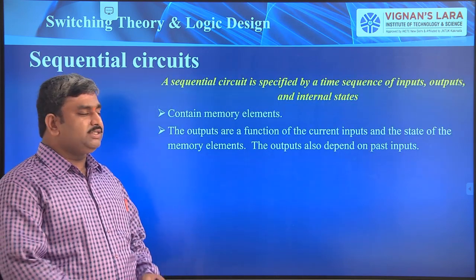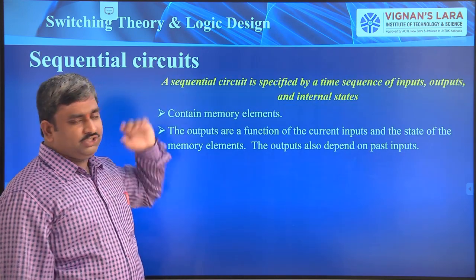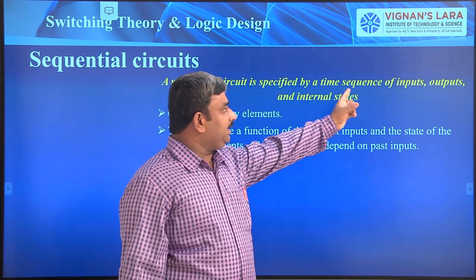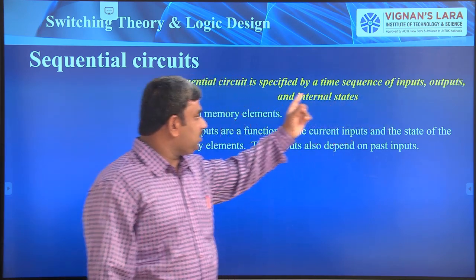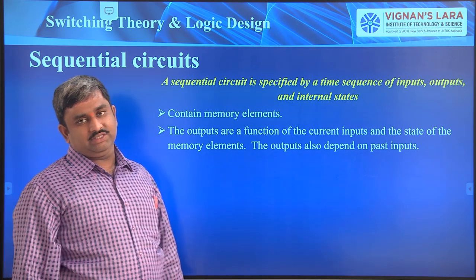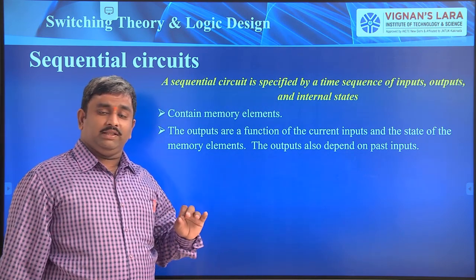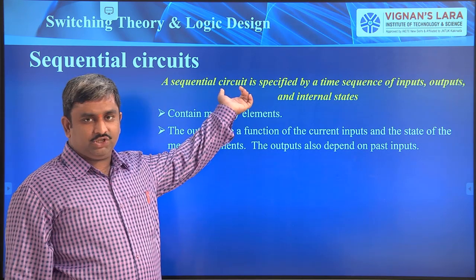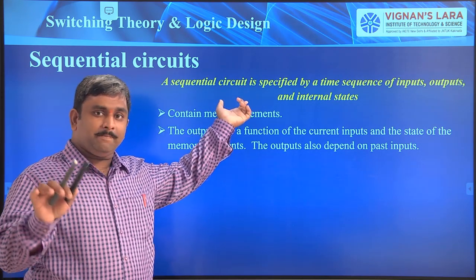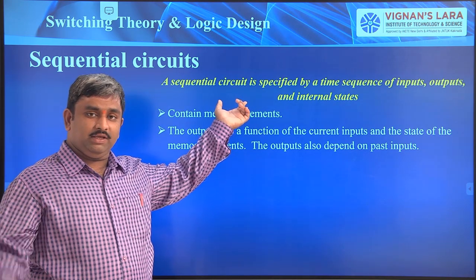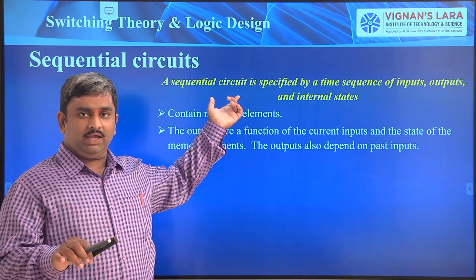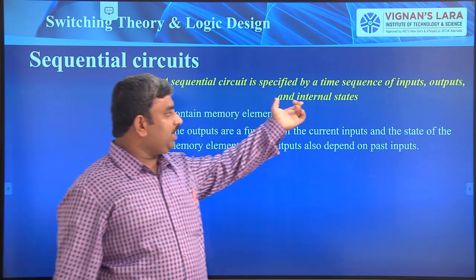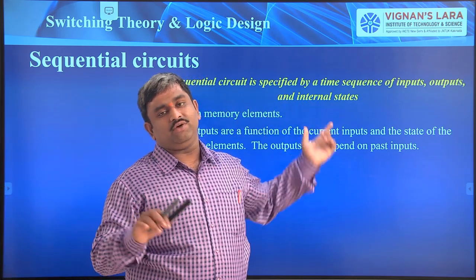Next, the sequential circuit. A sequential circuit is specified by a time sequence of inputs, outputs, and internal states. In the combinational circuit, the output depends upon the present input, but in the sequential circuit, the output depends upon the present inputs and the previous state of the system, and the previous state of the outputs.